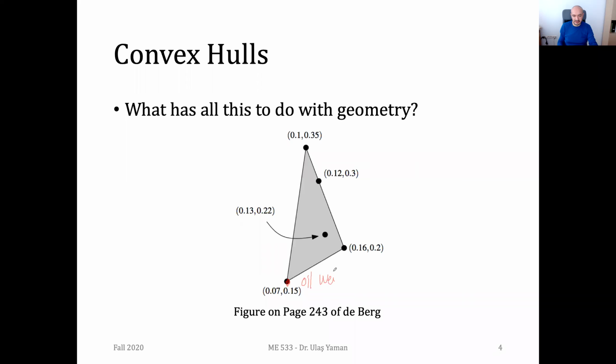This is the first one. I think this should be the third one, and this is the second one as far as I remember.